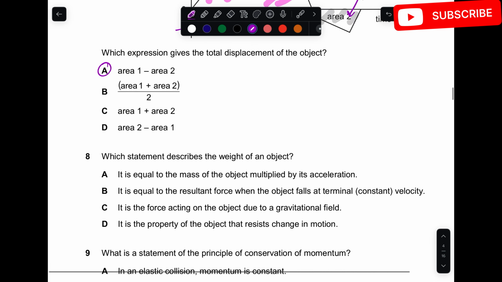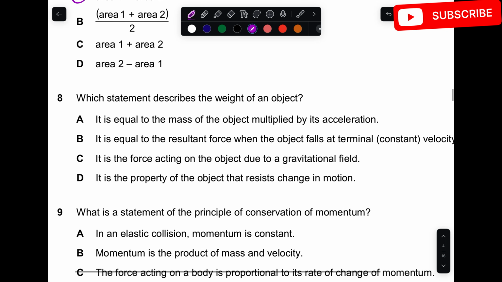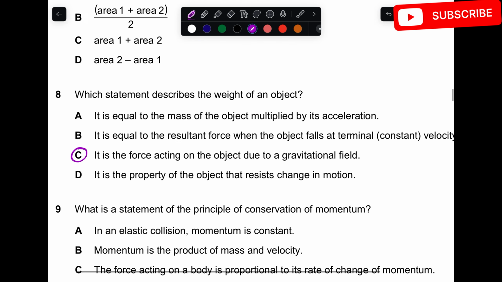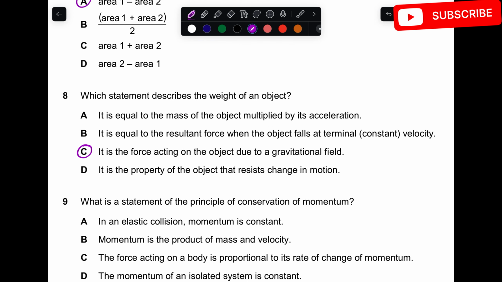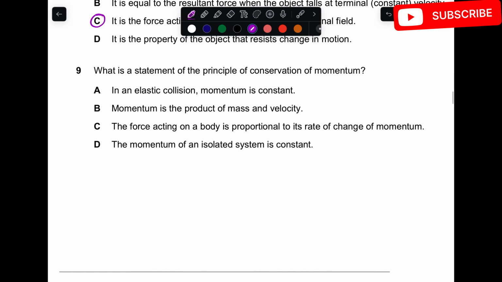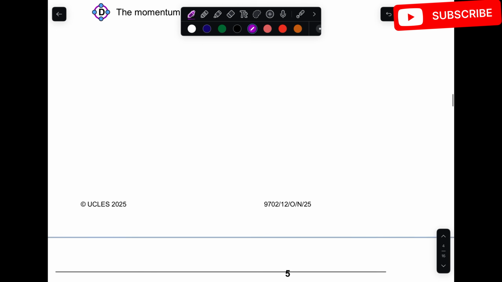In question 8, which statement describes the weight of an object? It's a pretty easy question. It's option C, that is, the force acting on the object due to the gravitational field. That is the most accurate definition for the weight. Question 9, what is a statement of the principle of conservation of momentum? The most accurate is, the momentum of an isolated system is constant. That is the definition for it.